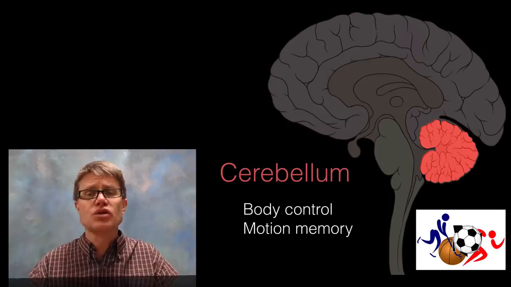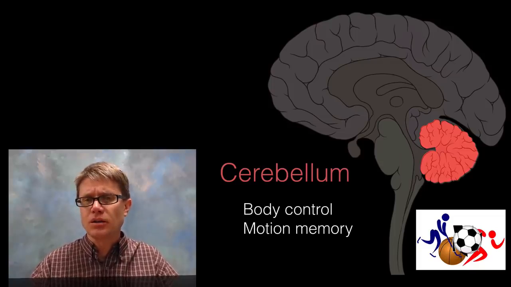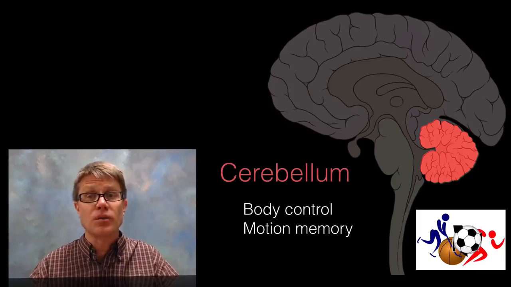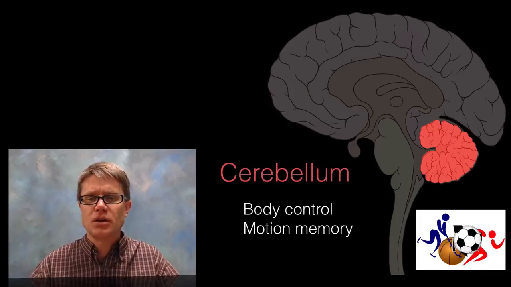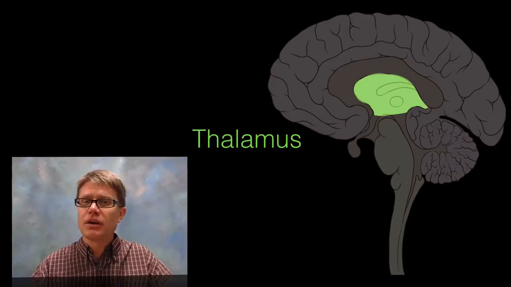So as you do sports, for example, it's the cerebellum that's giving you that coordination. And it also gives you motor memory. So as you learn to ride a bicycle and you remember how to ride a bicycle, that's going to be thanks to your cerebellum. If we keep moving up, we now have the thalamus.